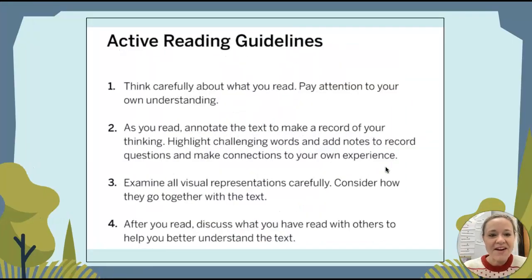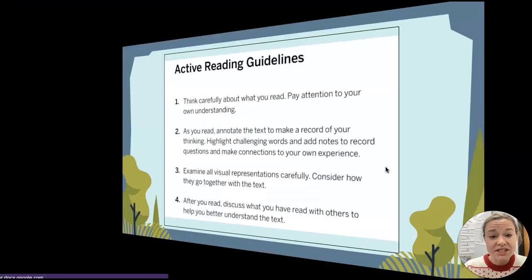So remember that our active reading guidelines say that we need to think carefully about what we're reading. So we need to pay attention to what we're learning and what we're understanding. We need to annotate, so make notes of the text, highlight challenging words, add notes and questions as we go along. And then it's really important that we look at those pictures, because the visual pictures are going to help us understand and better enhance our understanding of what we're reading and how these things go together. And then we need to discuss what we're learning with others. So we'll have conversations and we'll come back to these things later in our reflections.